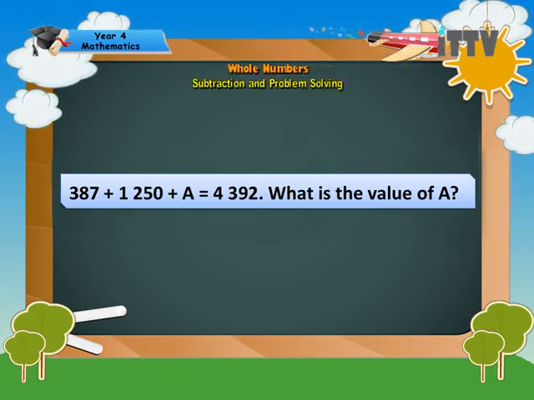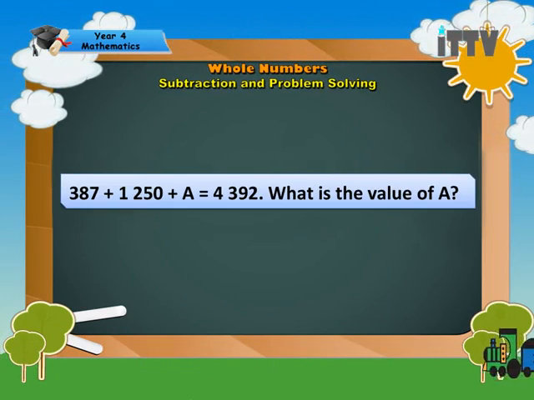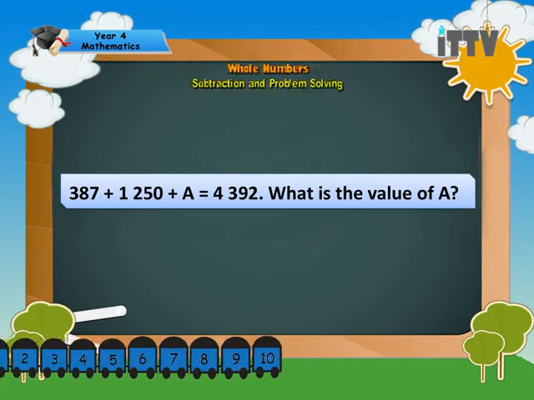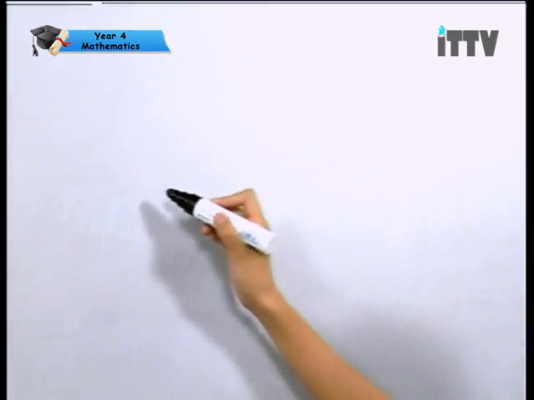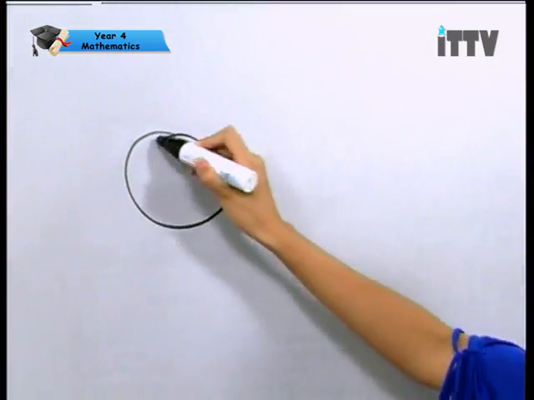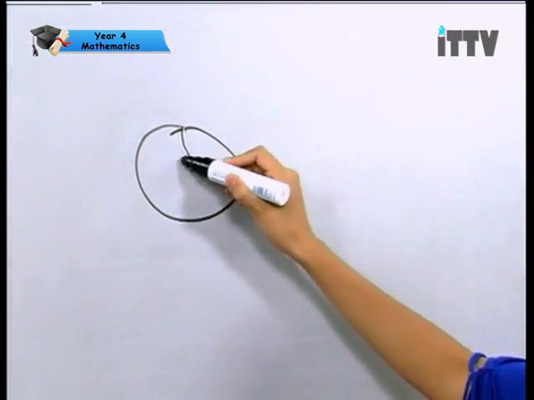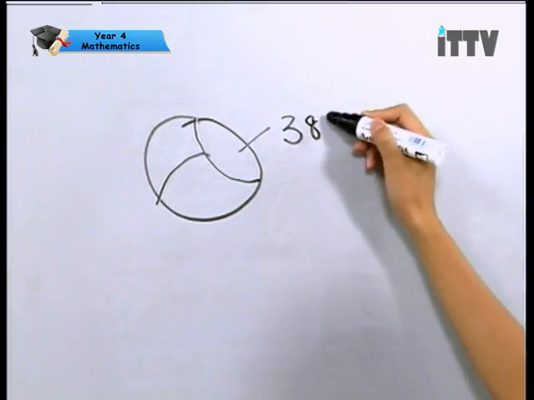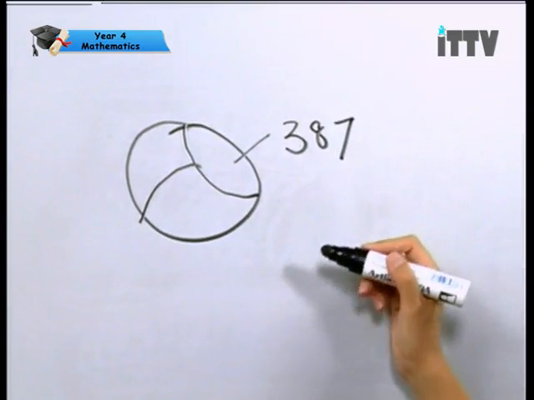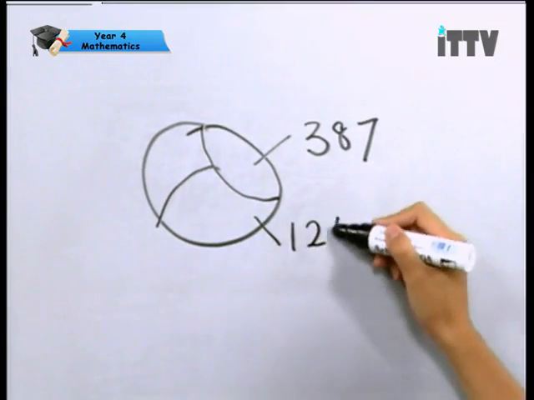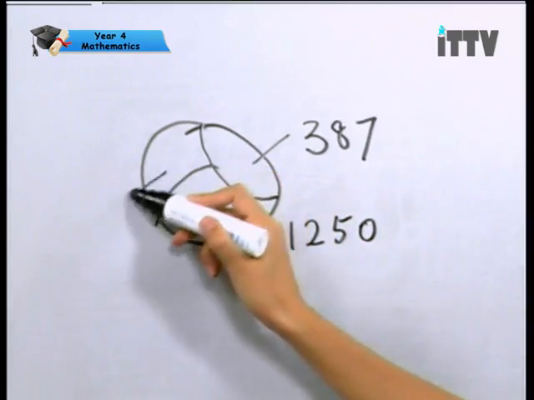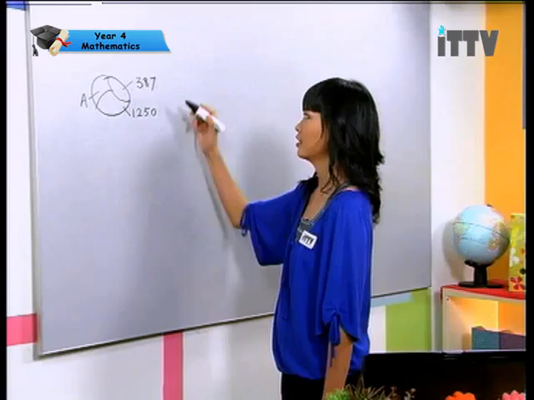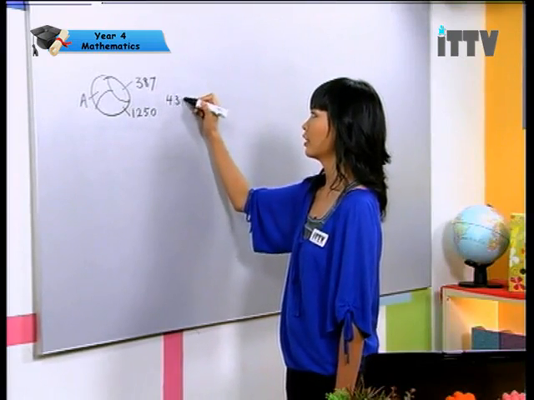Now, let's try to work out the question. 387 plus 1,250 plus A equals to 4,392. What is the value of A? Imagine there is a biscuit, and this biscuit is cut into 3, right? The first part is 387, and the second part is 1,250, and the third part is A. The total for this whole biscuit is 4,392.